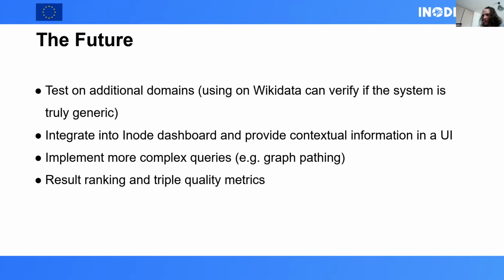In the future, we plan to test the system on other domains, such as Wikidata, which is Wikipedia plus a semantic ontology. And if we can get this system running, we can potentially verify if it is truly generic and adaptable to other data sets.